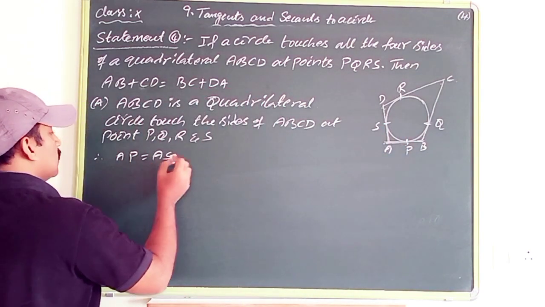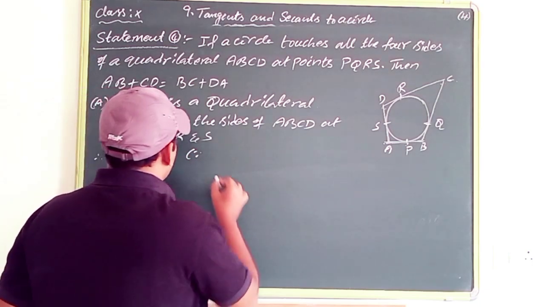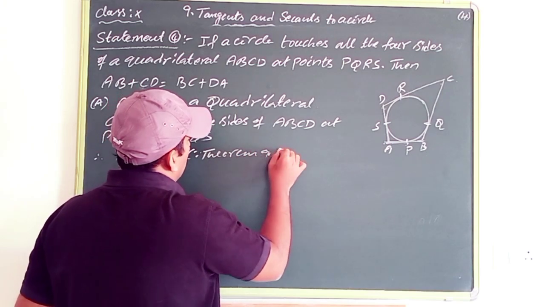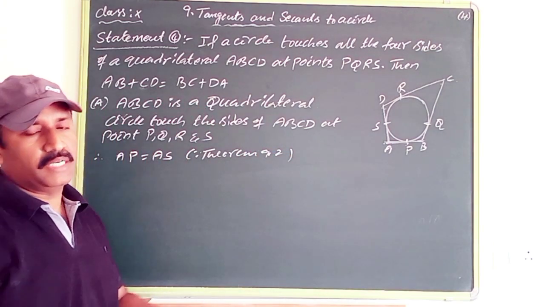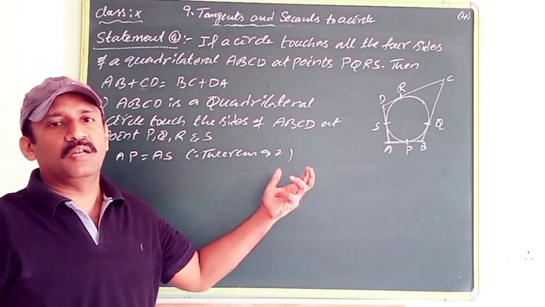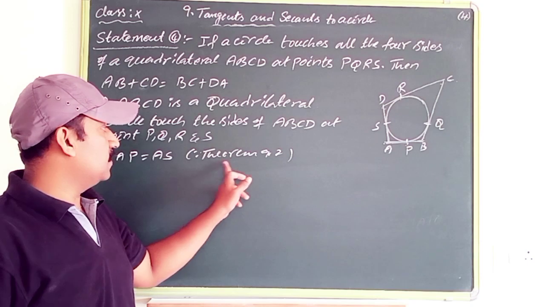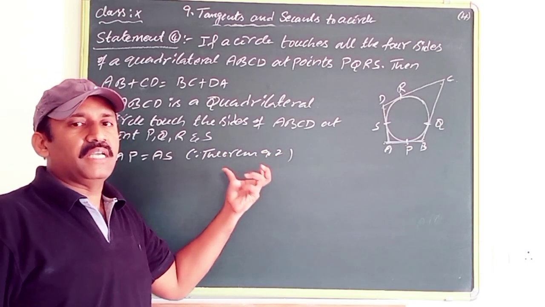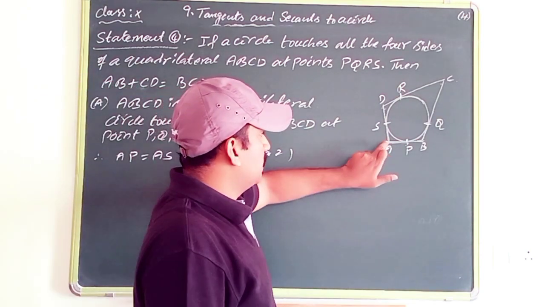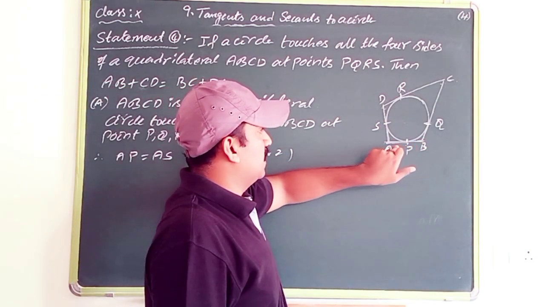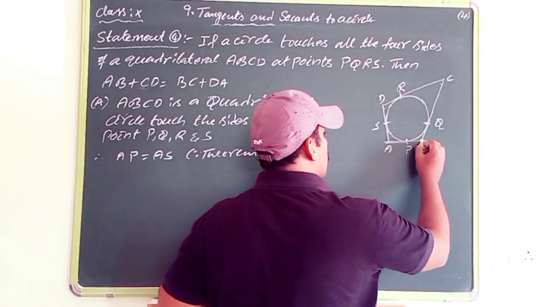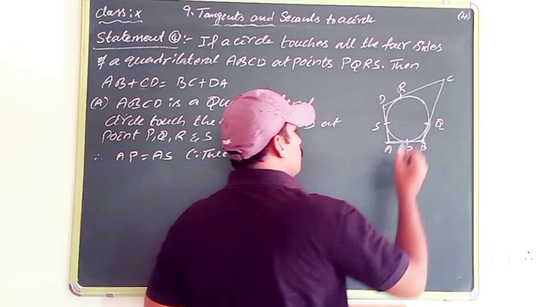Why? The reason we have to write, since theorem 9.2. You know what is theorem 9.2? That is the full statement you can write here. The lengths of the tangents drawn from an external point to a circle are equal. So, for example, A is the external point of the circle. Now, AP and AS are the tangents. These two are equal. Now, B is the external point of the circle. Then BP is equal to BQ.